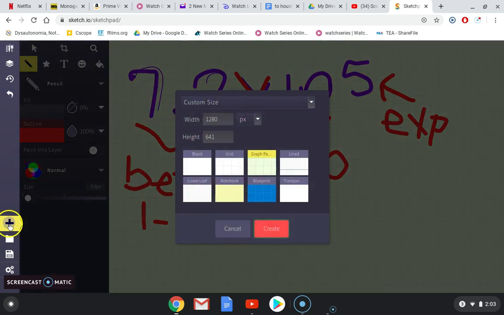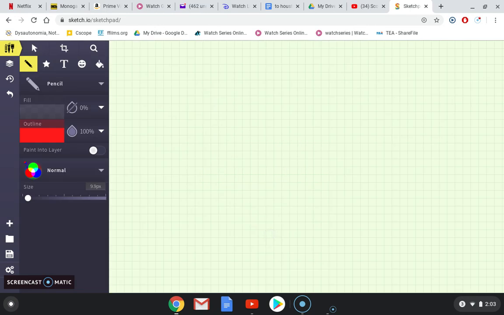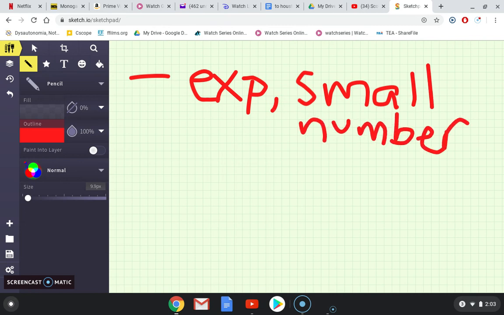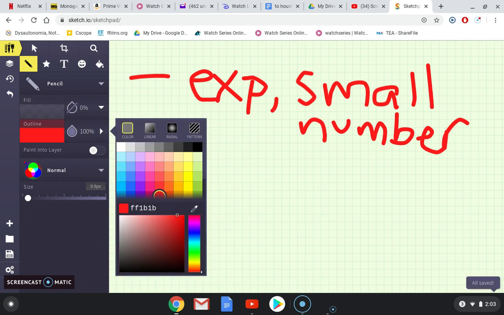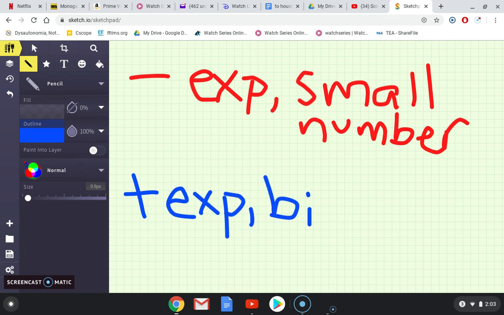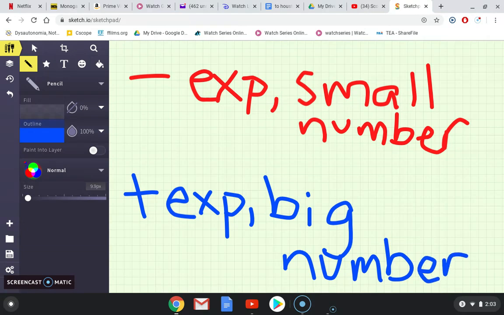So then we come back and combine these two things. And if you have a negative exponent, you're going to have a small number. If you have a positive exponent, you're going to have a big number. So make sure you have those in your notes.